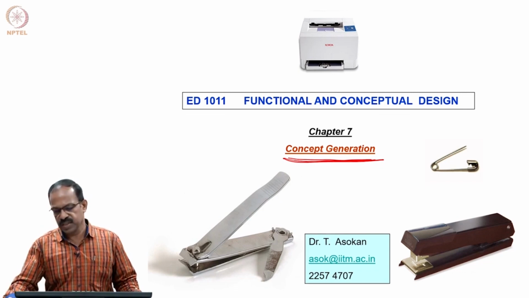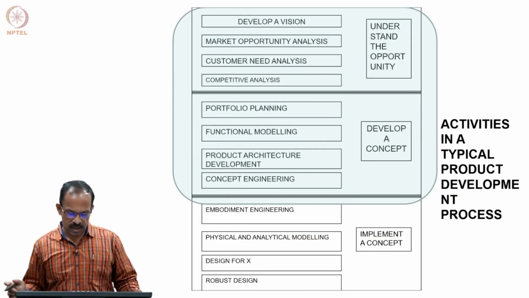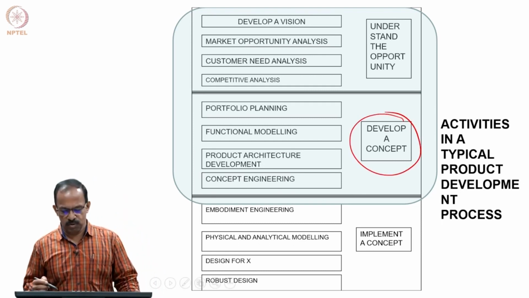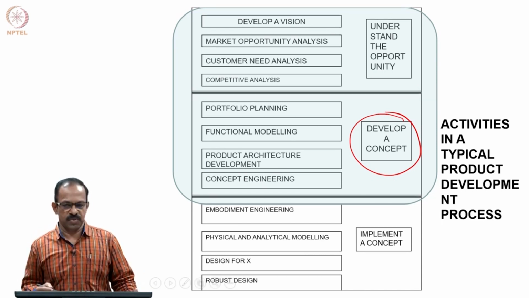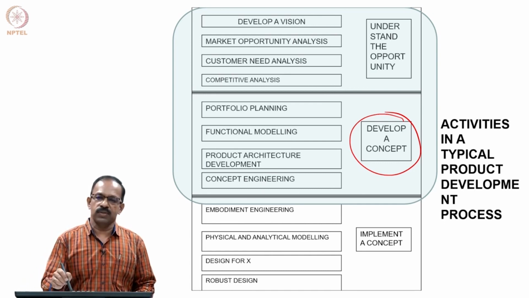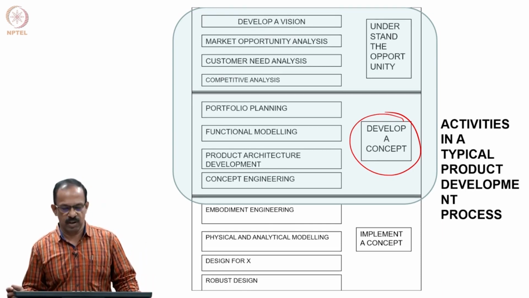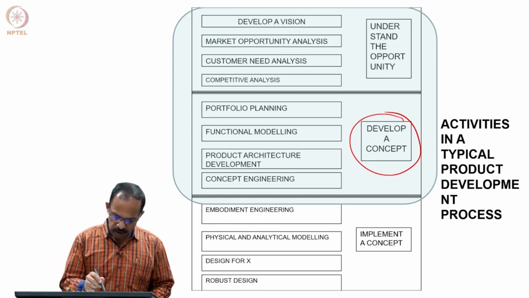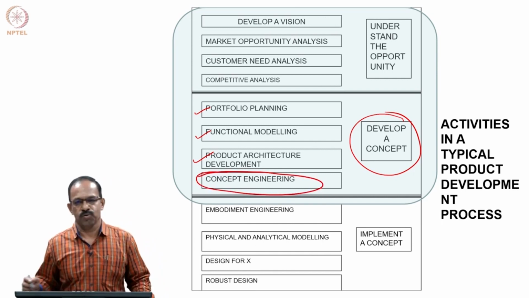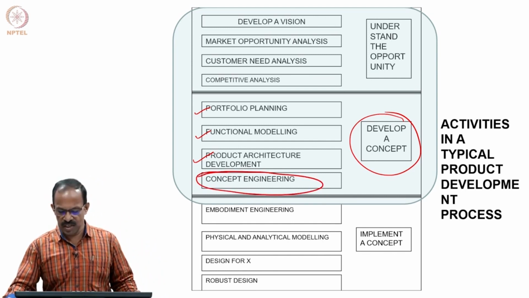So, in this section, we can see that we are in this stage of product development. We are in the develop a concept stage, and there we mentioned the activities needed to see what the product should be, that is, develop a concept. Now, we have completed functional modeling and product architecture. So, the last one is the concept engineering. So, we are at this stage of concept engineering in the product development.